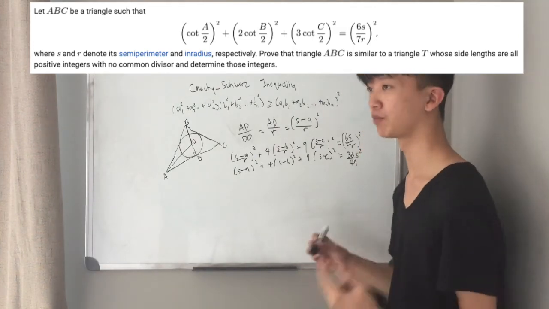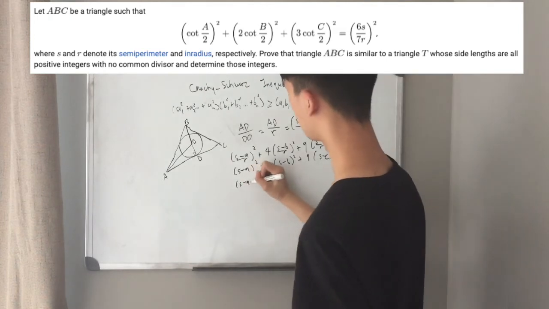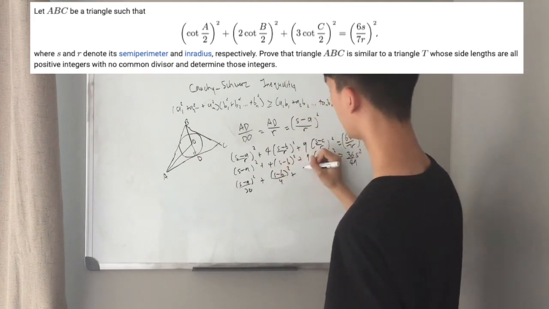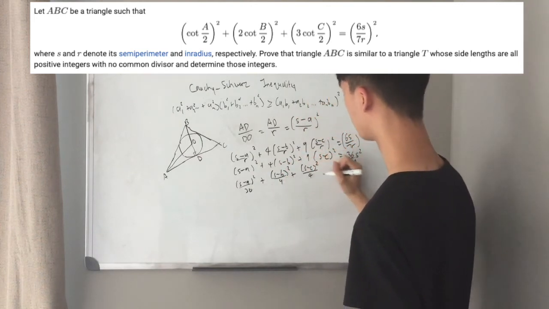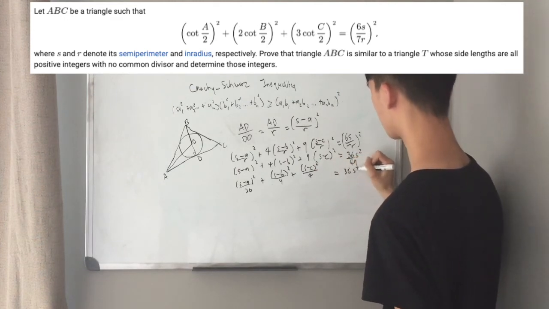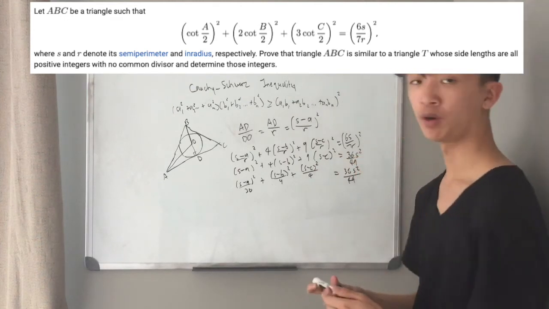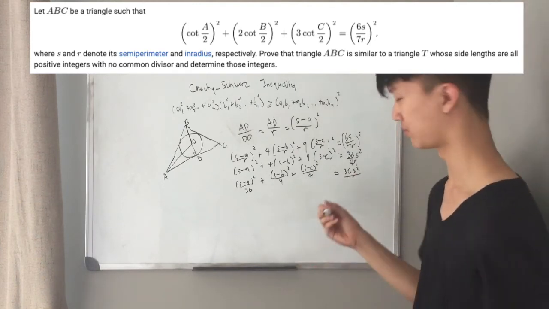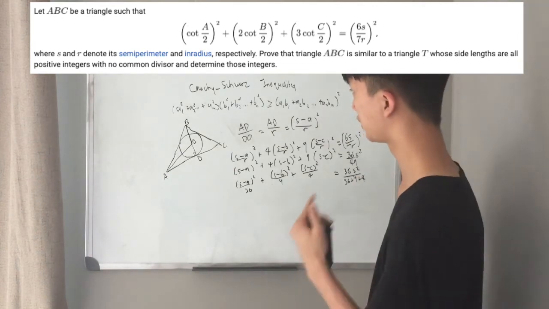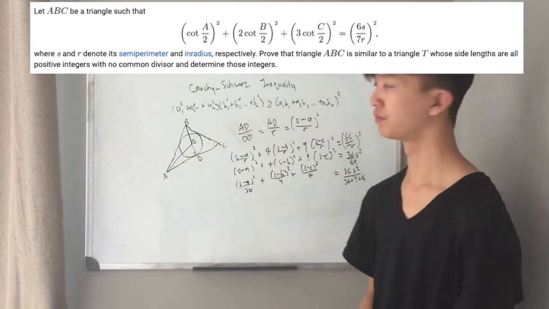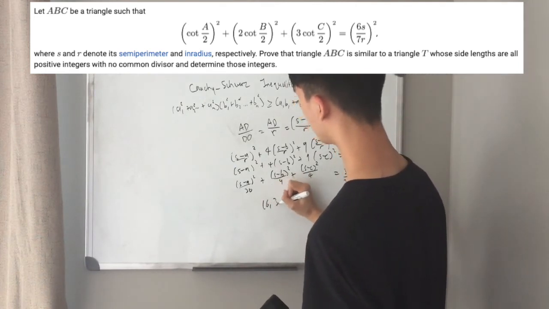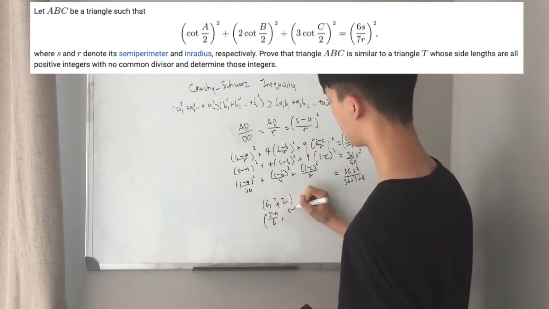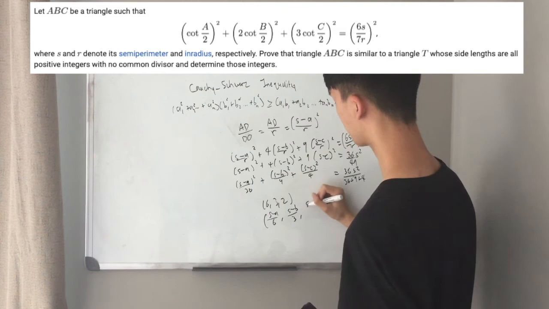Now we can divide everything by 36 to get (S minus a) squared over 36 plus (S minus b) squared over 9 plus (S minus c) squared over 4. And this is also equal to 36S squared over 49. But one more thing, notice that 49 is equal to 36 plus 9 plus 4. And because this is true, we can then apply Cauchy-Schwarz to this equation. The first set is going to be 6, 3, 2, and the second set is going to be (S minus a) over 6, (S minus b) over 3, and (S minus c) over 2.